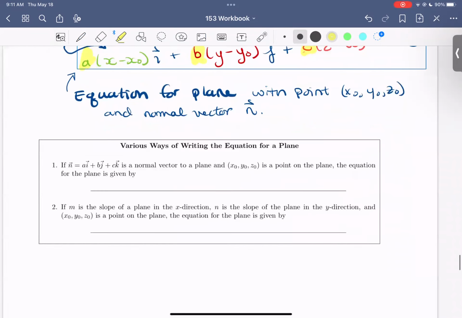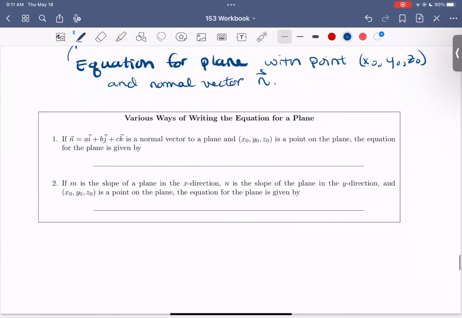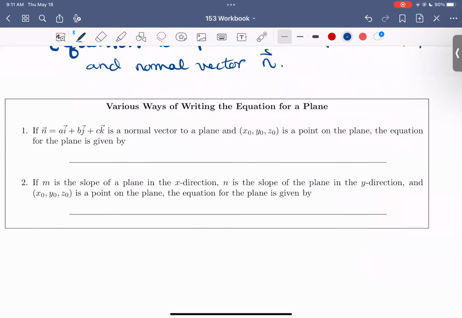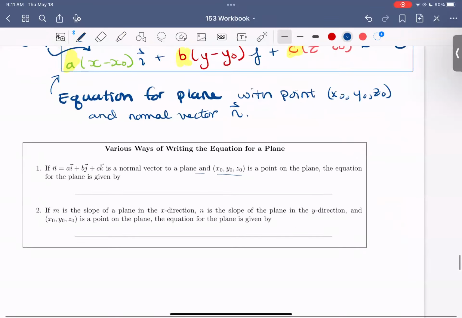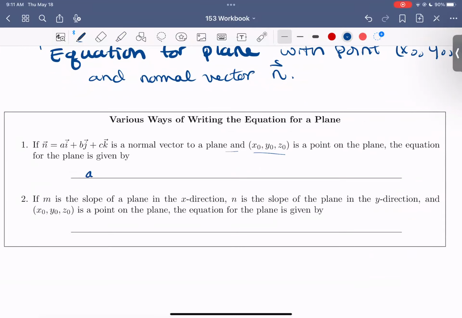All right, so first, if n, the vector ai plus bj plus ck, is a normal vector to a plane, and x naught, y naught, z naught is a point on the plane, then the equation for the plane is given by that equation we just found. So that is a times x minus x naught plus b times y minus y naught plus c times z minus z naught equals 0.